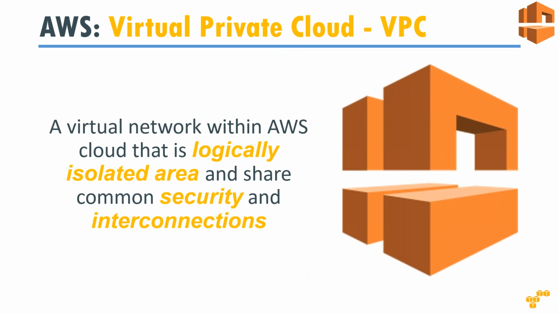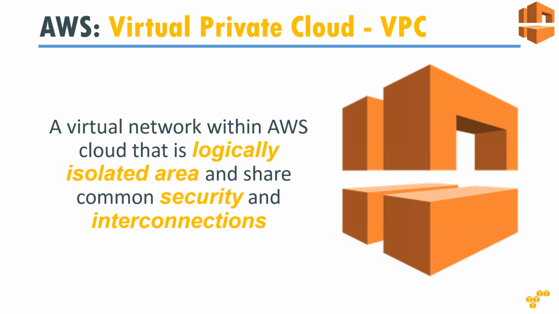Just a brief definition: when it says VPC, always think of it as a logically isolated area, and they share common security and interconnections. Always remember this: almost everything in Amazon is logical. Everything is virtual. Unless you buy a dedicated host or a dedicated machine, everything that you buy in Amazon is logical.